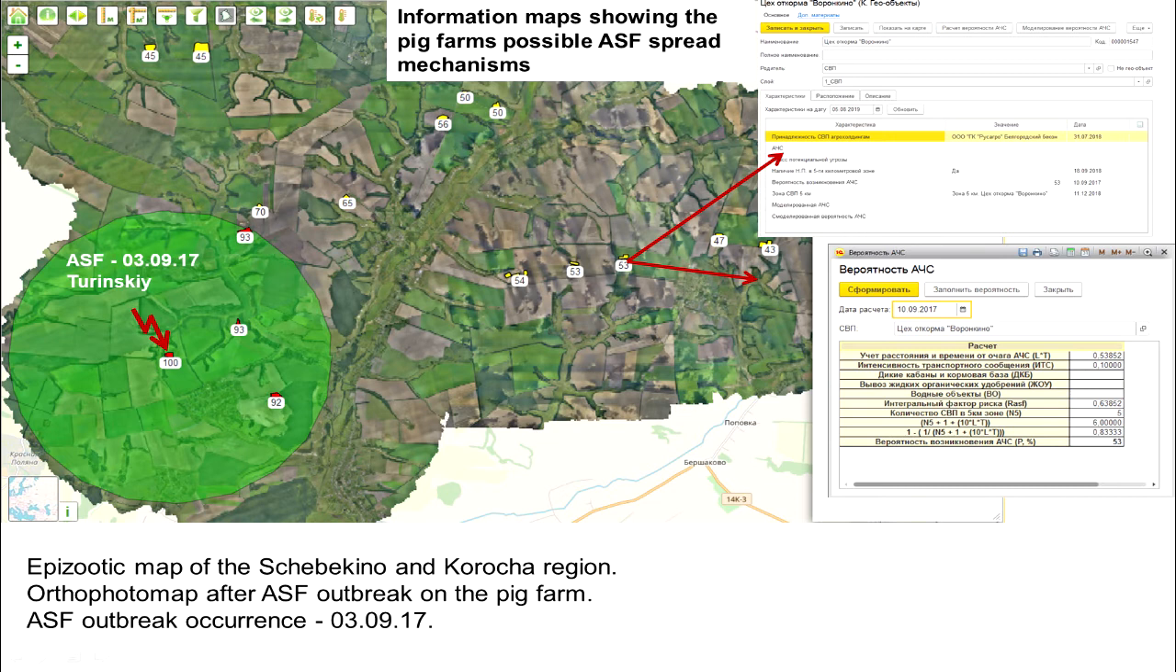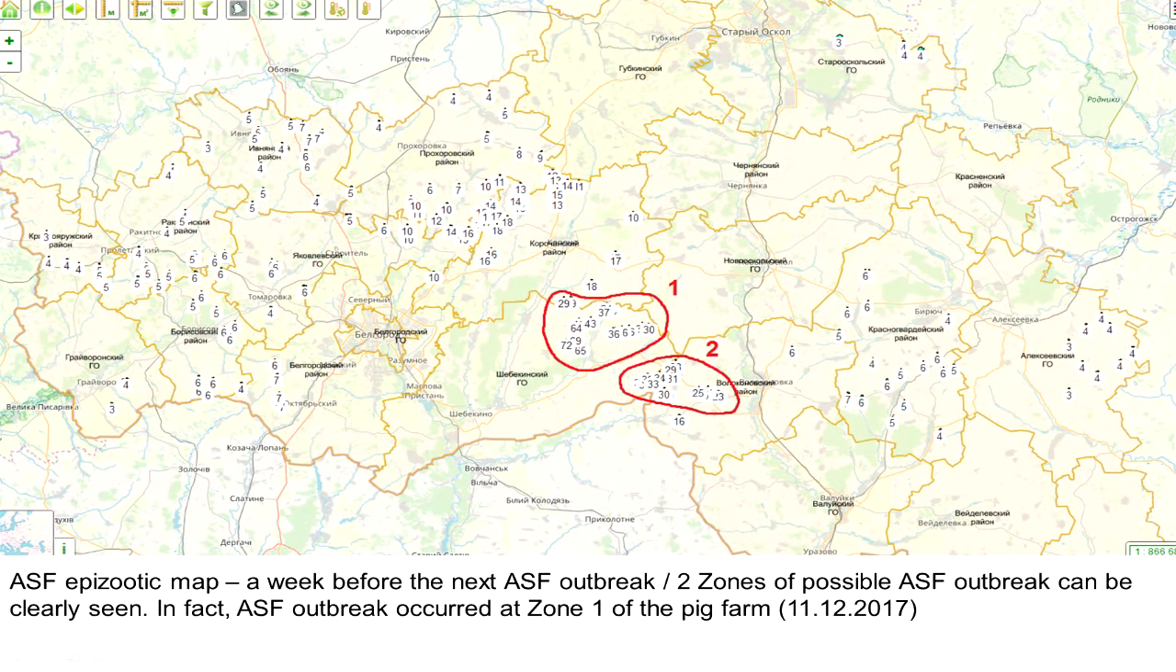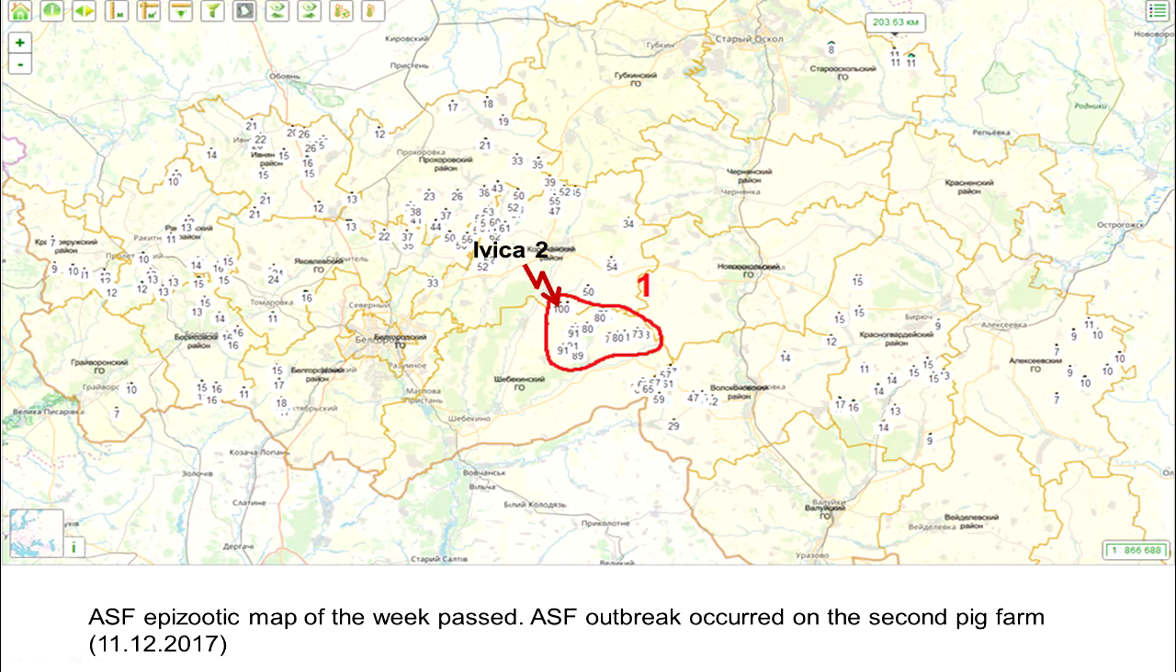and the research. The work of the epizootic model, ASF spread probability, was tested on actual data of ASF outbreaks in the Belgorod region. The first slide of the epizootic ASF spread probability map demonstrates 1 week after the first outbreak at the Turinskaya pig farm. 1 week before the second outbreak, we made an epizootic map where it could be seen 2 areas with an increased probability of an ASF outbreak. Indeed, this ASF outbreak occurred at the Ivica 2 pig farm in one of these 2 predicted areas.